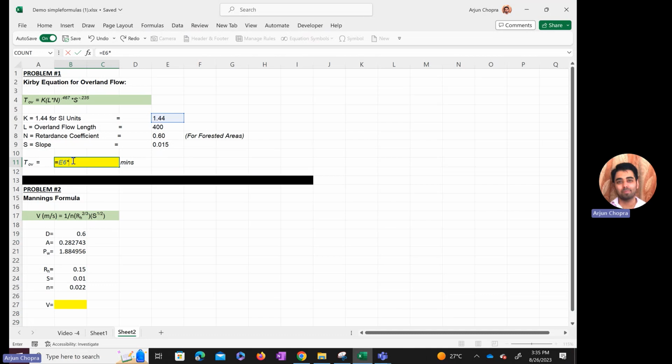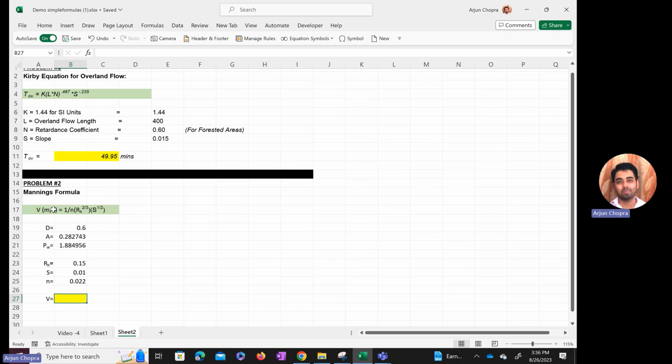So I'll put the multiplication symbol, then start the bracket. The L value is given down here, and then multiply it with the n value. This is the n value. Then close the bracket and raise to the power 0.467. Then multiply it with s, and then raise to the power negative 0.235, and then I'll press enter. That's going to give me the final answer.